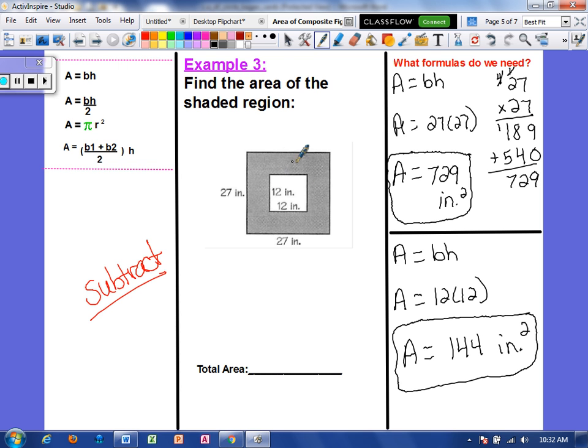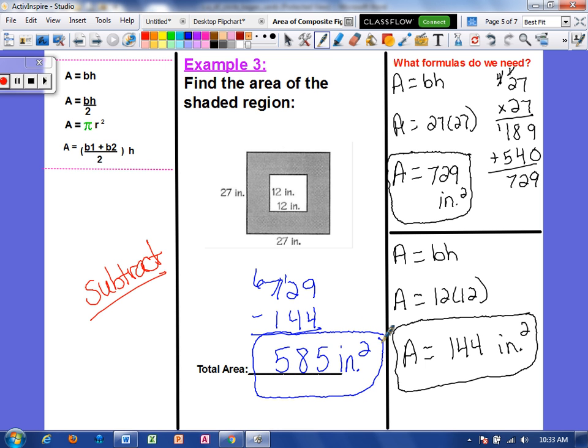Okay, so since we have the area of the big square, 729 inches squared, that means this whole entire space is worth 729 inches squared. But we don't want this 144 inches squared, so that's why we have to subtract it out. So we're going to take 729 minus 144. 9 minus 4 is 5. We have to borrow here. 12 minus 4 is 8, and 6 minus 1 is 5. So the area of the shaded region would be 585 inches squared.